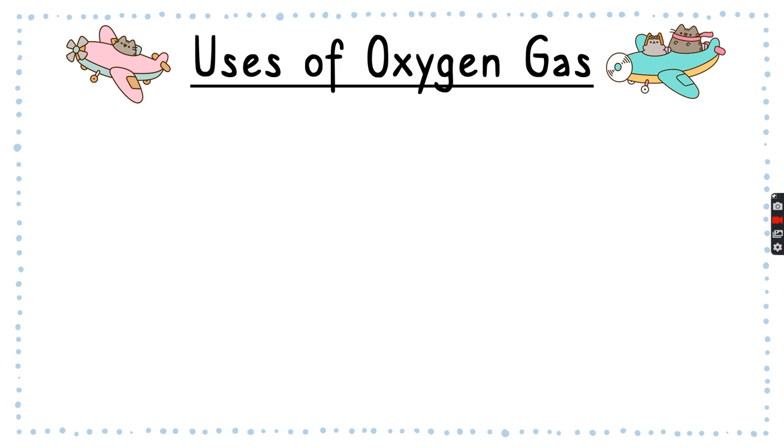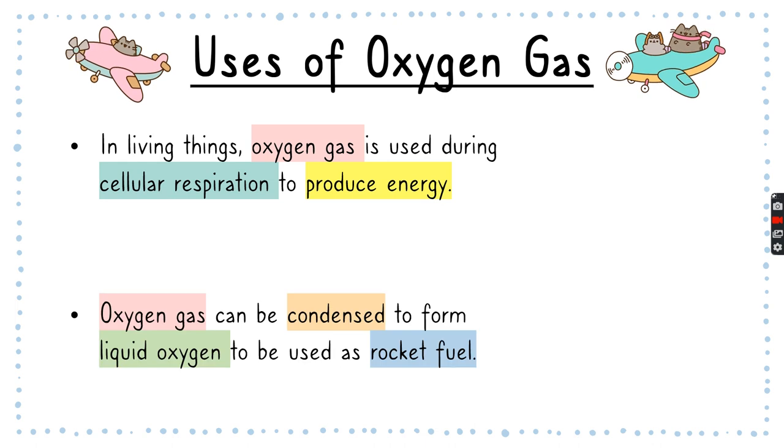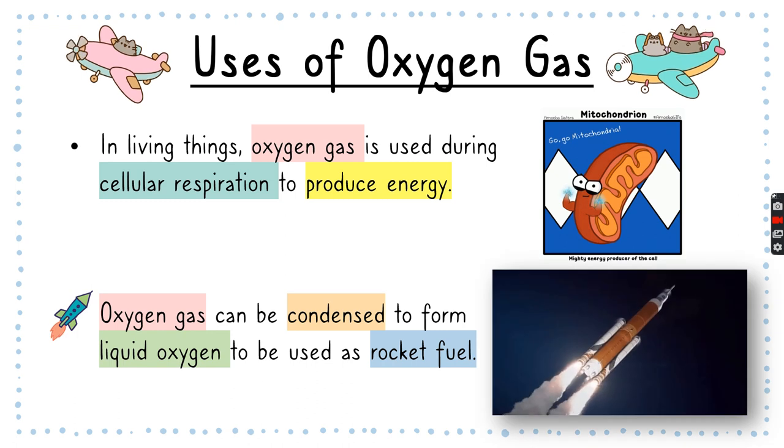So what are the main uses of oxygen gas? In living things, oxygen gas is used during cellular respiration to actually produce energy. And oxygen gas can also be condensed. So remember the word condensation. If you remember our song, condensation, vapor turns to drops. So this is a change of state from gas to liquid. So when oxygen gas is converted into liquid oxygen, it can actually be used for rocket fuel.